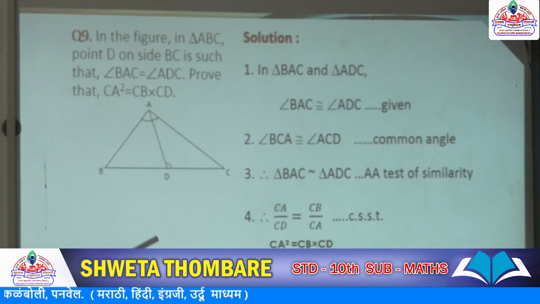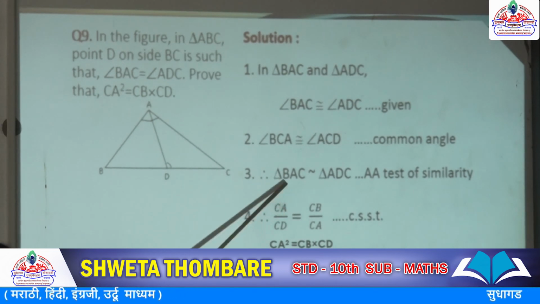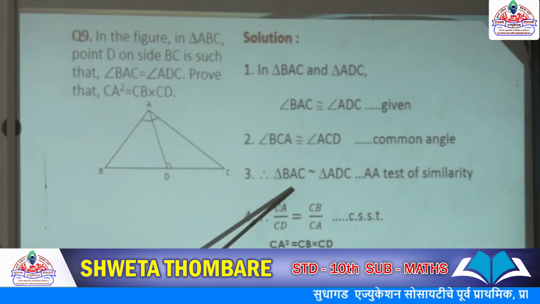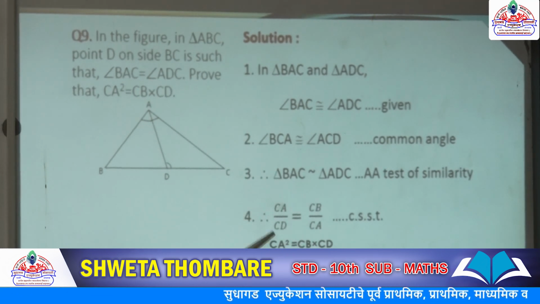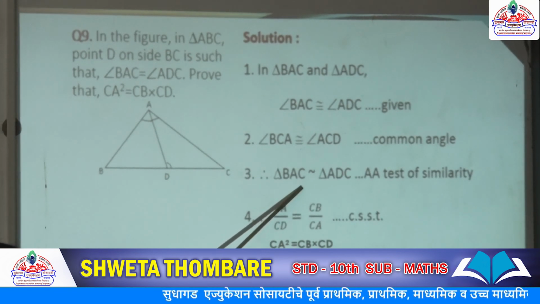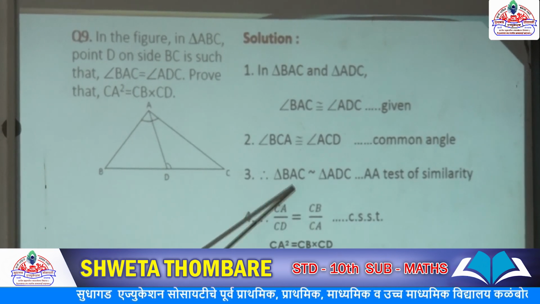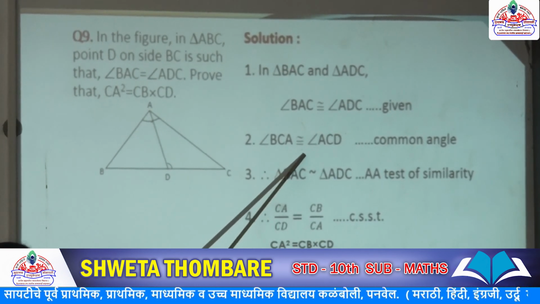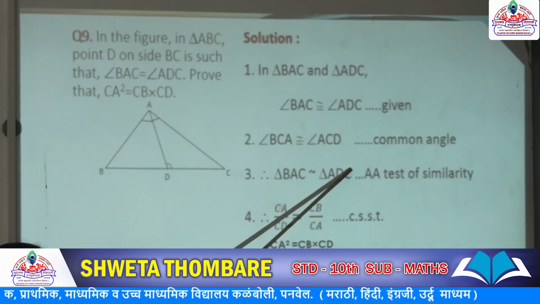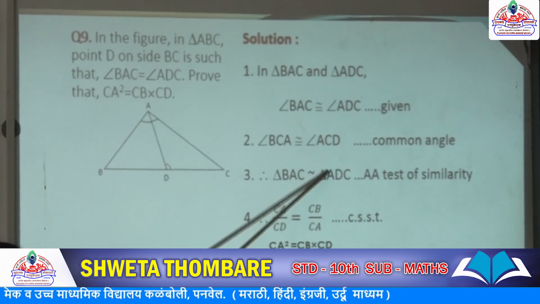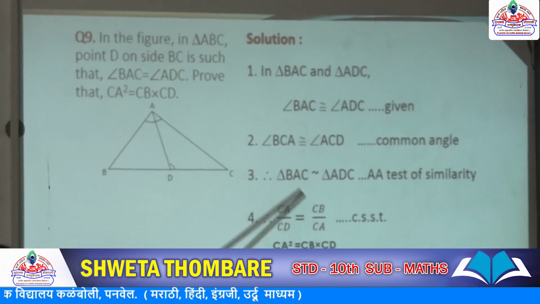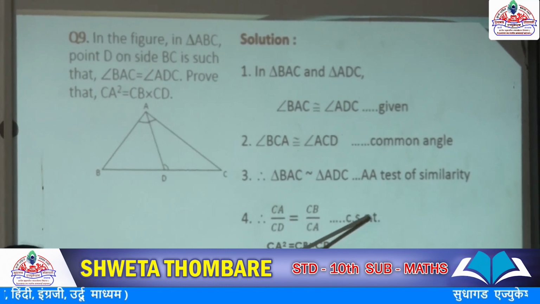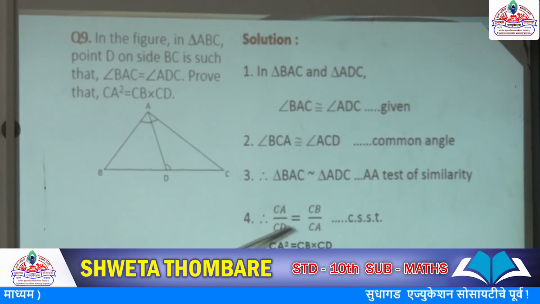Now we know that if two triangles are similar, then their corresponding sides are always in proportion. So here we can write the proportionality, taking the required segments to get this proof. CA upon CD is equal to CB upon CA. These are the corresponding sides of the similar triangles, so we write the reason: corresponding sides of similar triangles. Now this ratio we are getting equal.